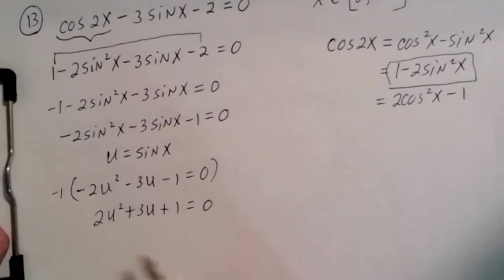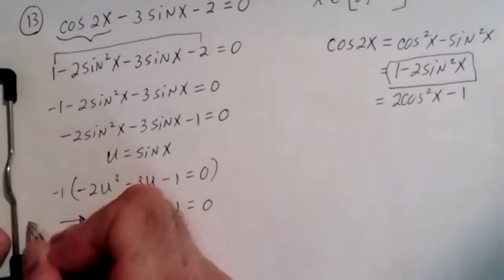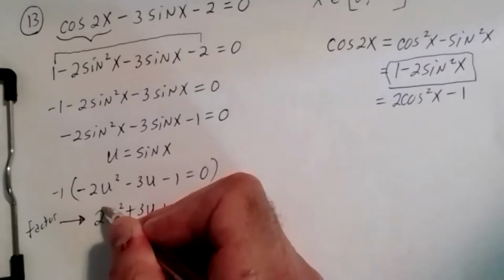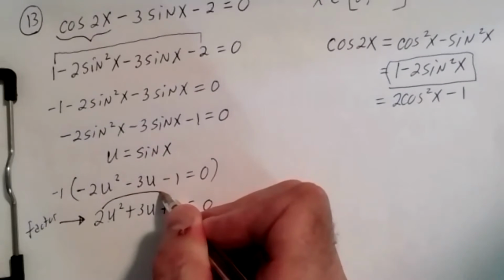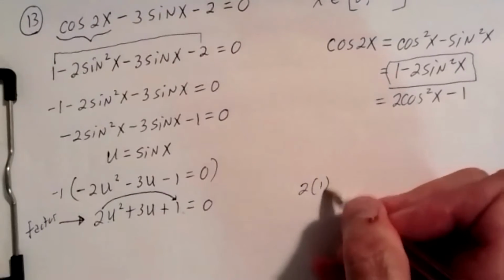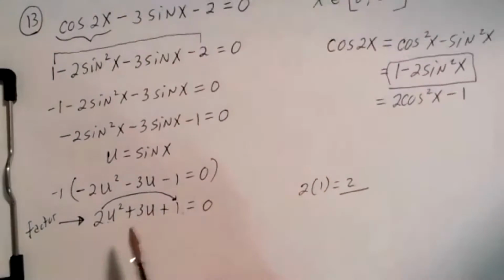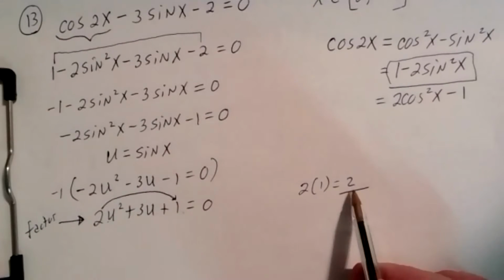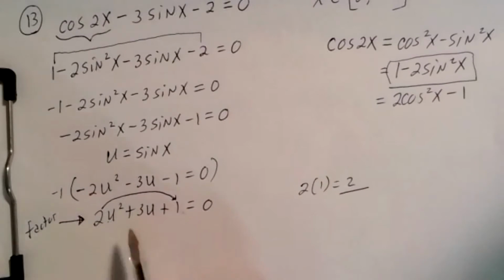Now, does anybody know how this would factor? How would this trinomial factor back in algebra? Can it be factored? Is it factorable? Or are we going to have to use the quadratic formula to solve this quadratic equation? Well, let's see if it's factorable. Here's the test. You take the product of the leading coefficient and the constant term, 2 times 1, which is 2. Are there 2 factors of 2 that sum up to the middle coefficient of +3? Do they exist?